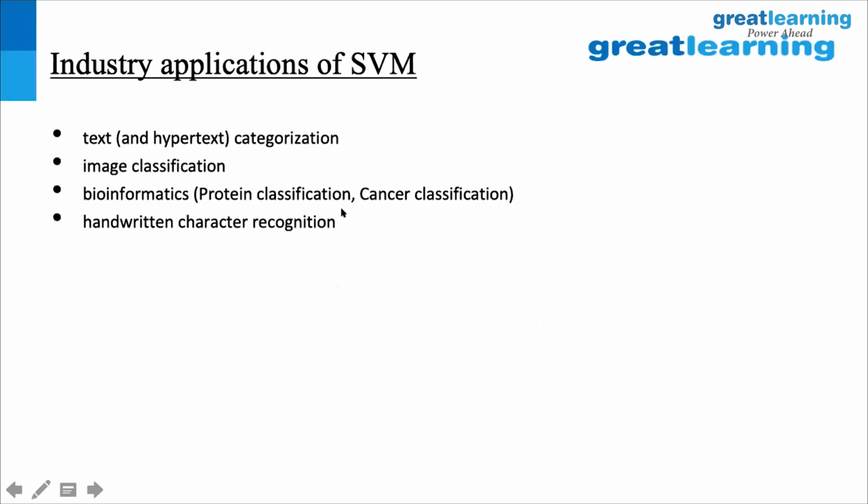I'm more than happy to take any questions if we have any right now. It is a pretty robust algorithm, especially for nonlinear problems. In bioinformatics, gene classification and protein classification, which are in very high dimensions, it does wonderfully well.